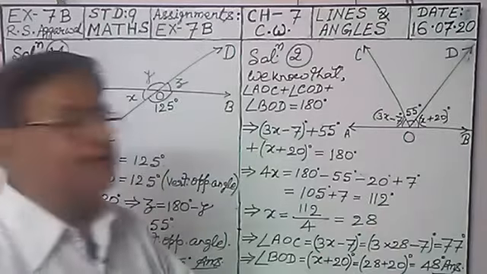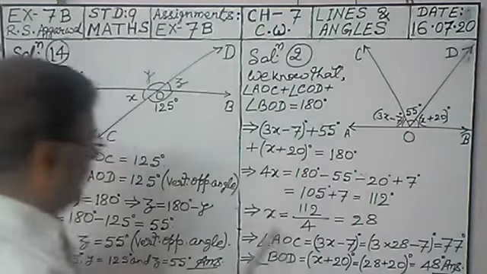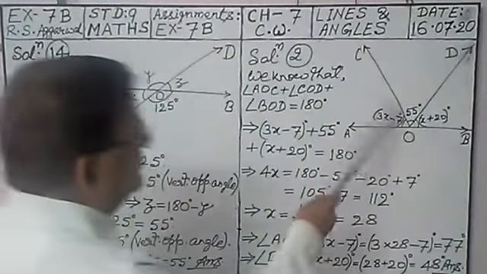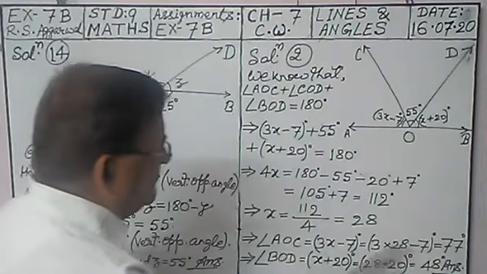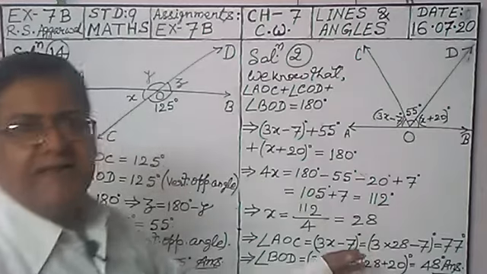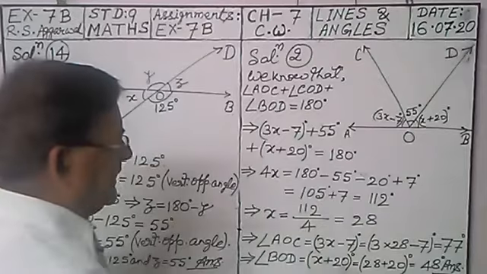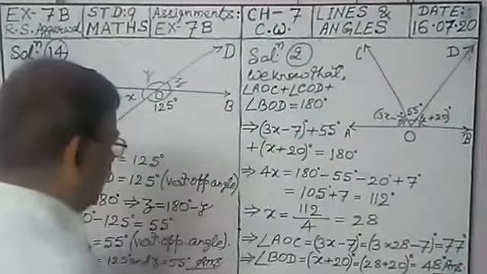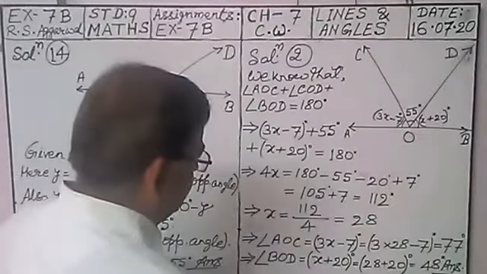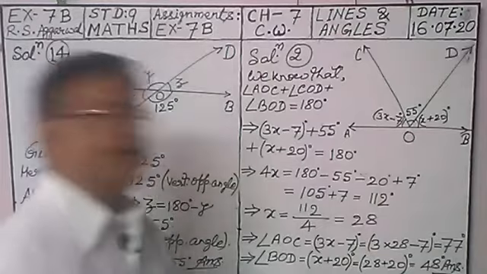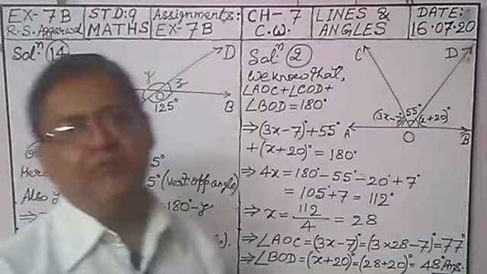But in the question they are asking to find the values of AOC and BOD. So AOC equals 3x minus 7. Put the value of x here: 3 into 28 minus 7. Multiply 28 by 3, which is 84, minus 7, that is 77. And angle BOD equals x plus 20, so 28 plus 20, that is 48 degrees. So this is the answer for both angles, 77 and 48 degrees.